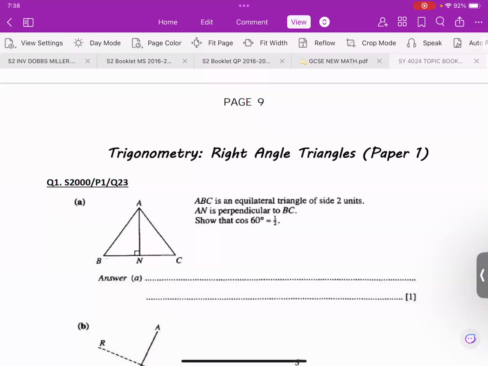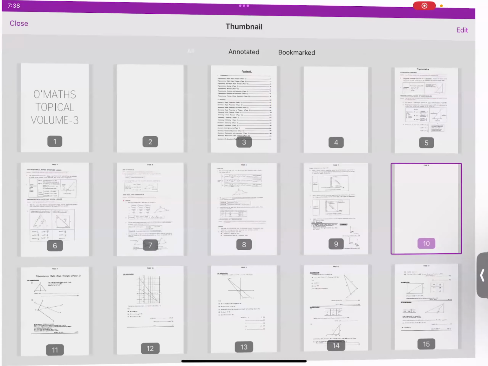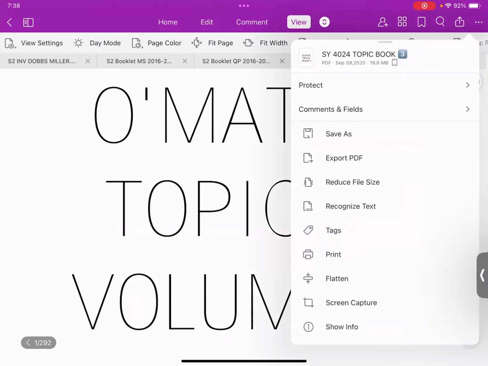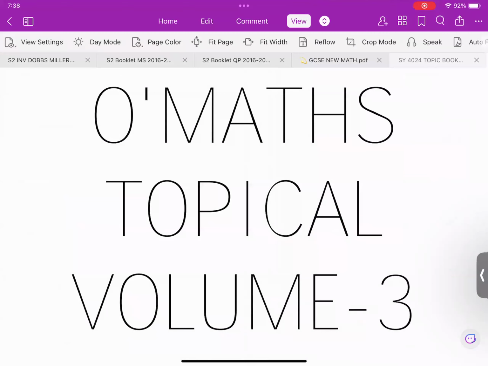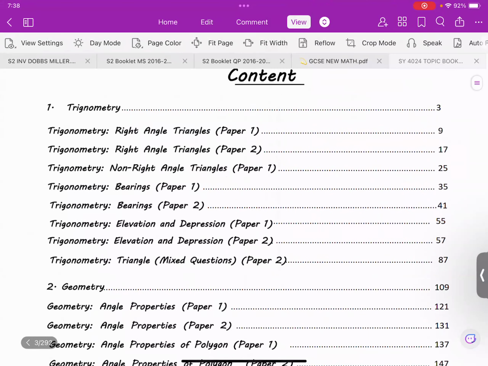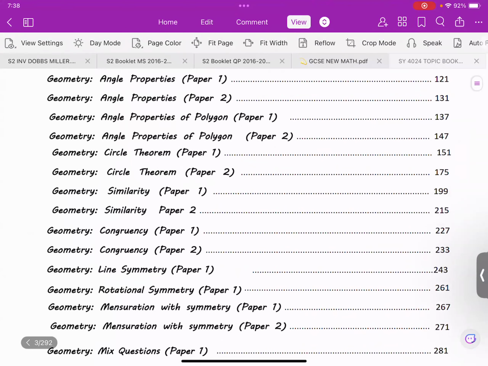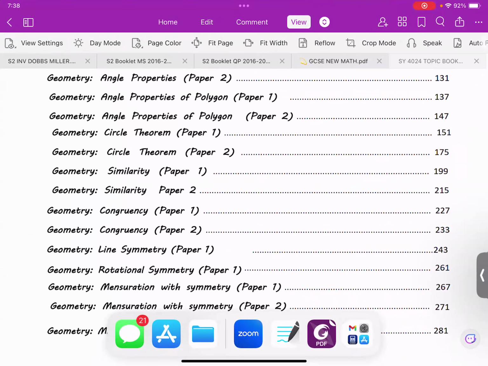And which volume are we talking about? This is O-level maths, volume 3. So let me also grab this. Trigonometry is over here. And what else is over here? It's all in the table of contents. Trigonometry, geometry, the angle properties that we were doing earlier related to circle theorem, that's over here. We have to do similarity and congruency and rotational symmetry and mensuration with symmetry. This is all left now.